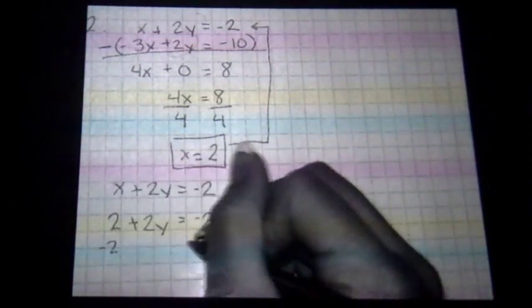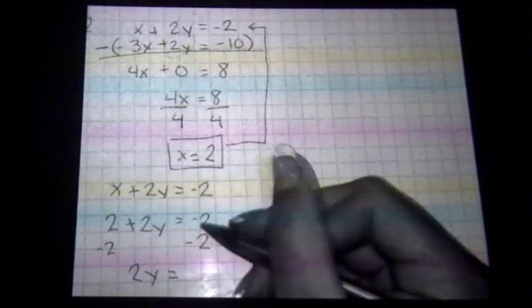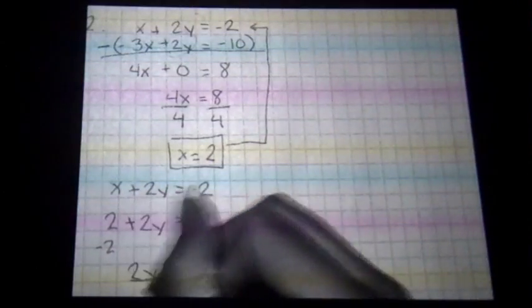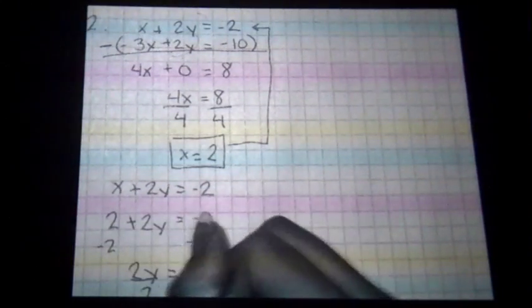Subtract the 2 from this side, subtract the 2 from that side. I'm left with 2y equals -2 minus 2 gives me -4. Divide both sides by 2, and I'm left with y equals -2.